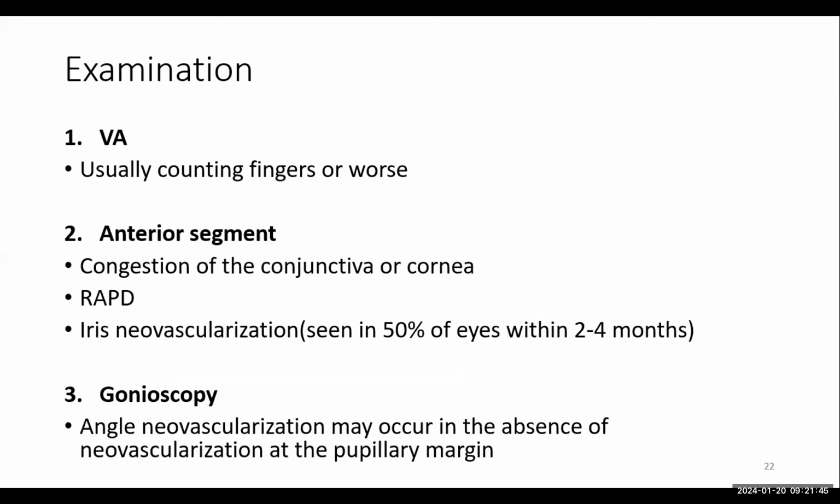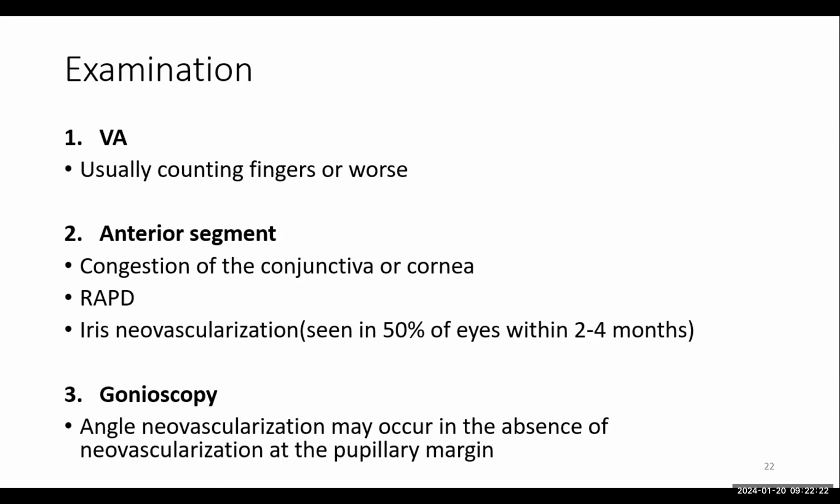Then on examination, the visual acuity is usually counting fingers or worse. So you can see that in the ischemic type, they have a worse form of visual acuity. Then anterior segment congestion may be noticed: you can see injection of the conjunctiva and neovascularization. You can also see corneal congestion and edema because of the neovascular glaucoma. Usually common with them, you see RAPD, a relative afferent pupillary defect.